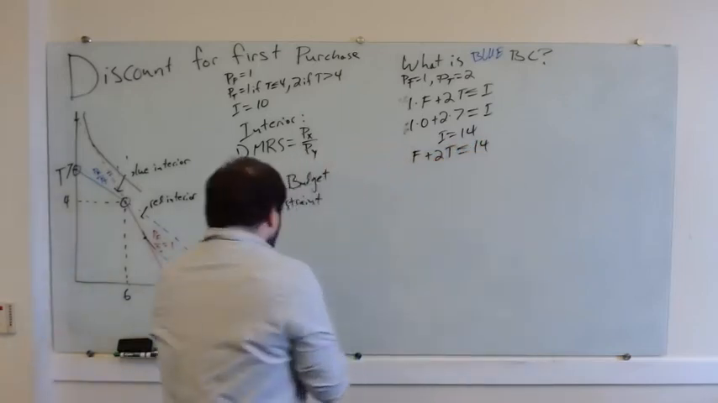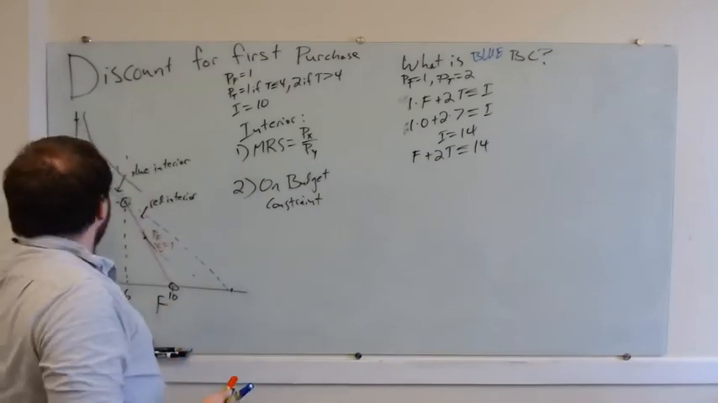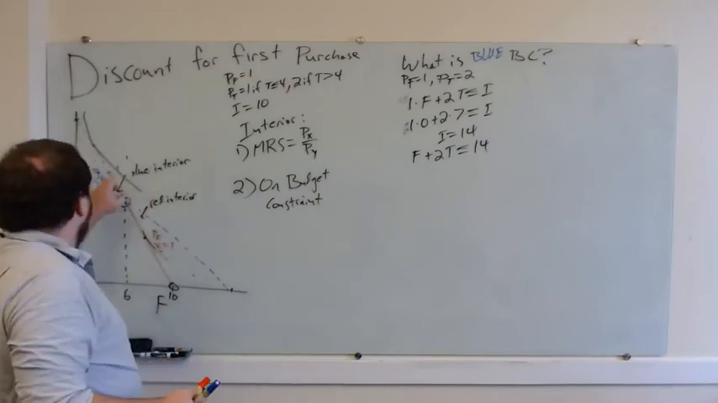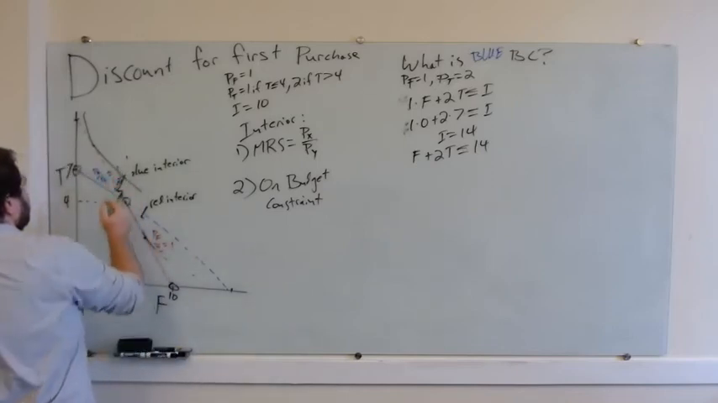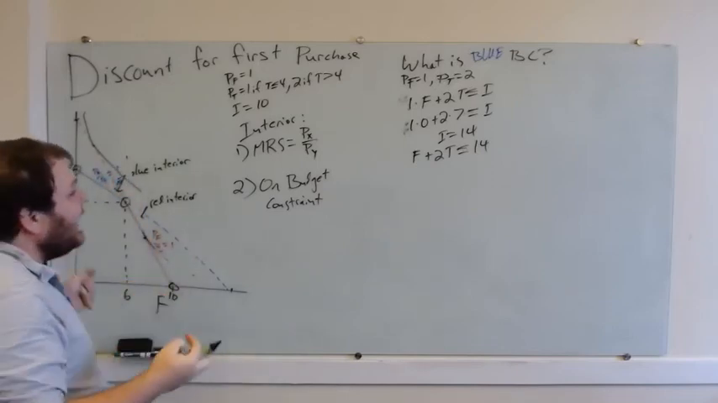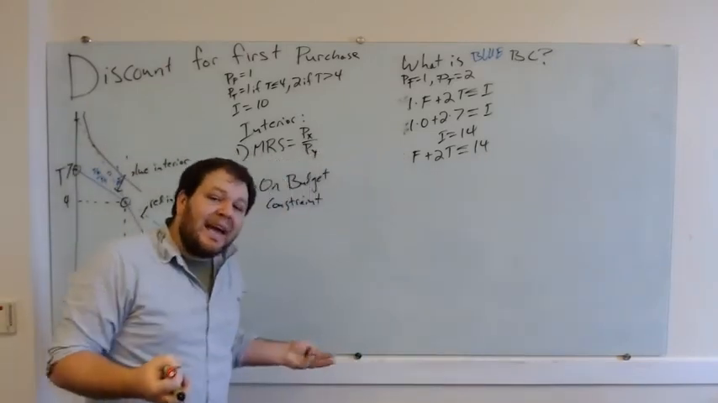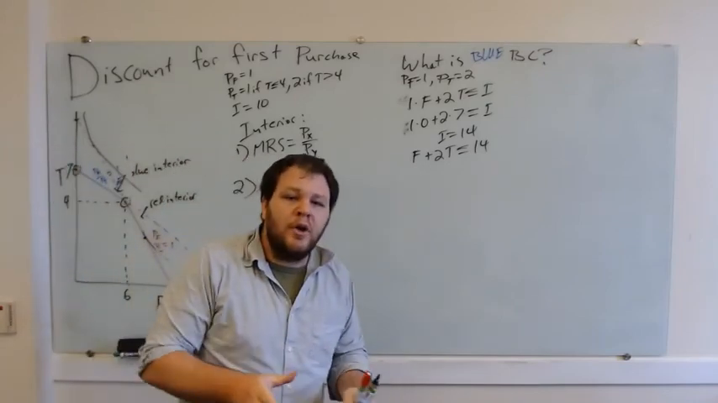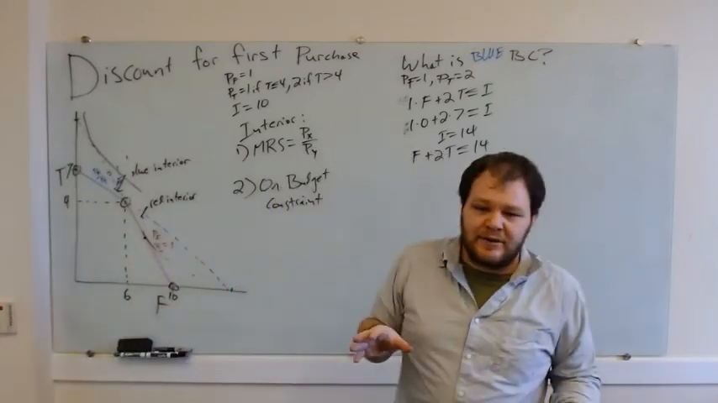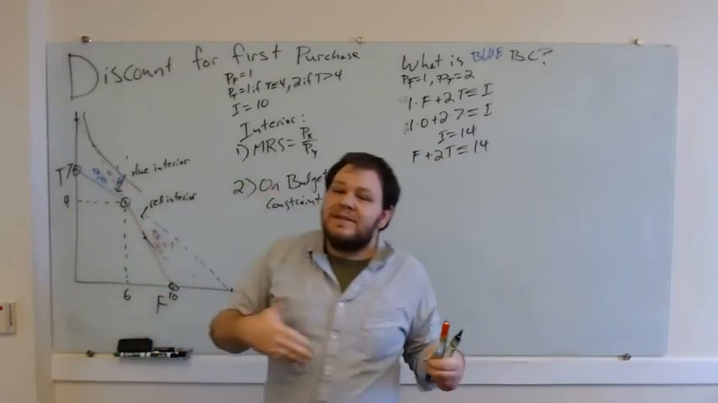And we'll have a blue interior solution if there's some point where the MRS calculated at that point is equal to 1/2, and we have F plus 2T equals 14, and we have more than 4 ounces of top. Okay, cool. So this is what we're going to do for our interior solutions. It's a little bit more legwork. We have to really think graphically, but it's more or less what we're used to.